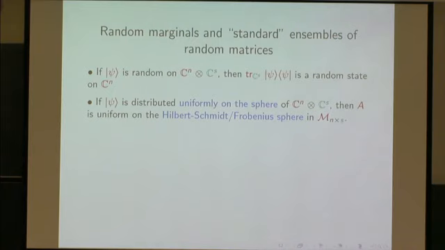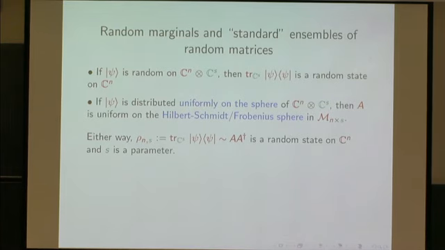Random here, random there. If this is distributed uniformly on the sphere in that Hilbert space, then the corresponding n by s matrix is distributed uniformly on the Hilbert-Schmidt-Frobenius sphere in n by s matrices. Those are complex n by s matrices of course, so nothing self-adjoint. So for the moment, this is just reformulations. Whether we look at it this way or that way, we always obtain induced states on Cn with an additional parameter s, and we'll prefer looking at it as a dagger, a dagger. Okay.